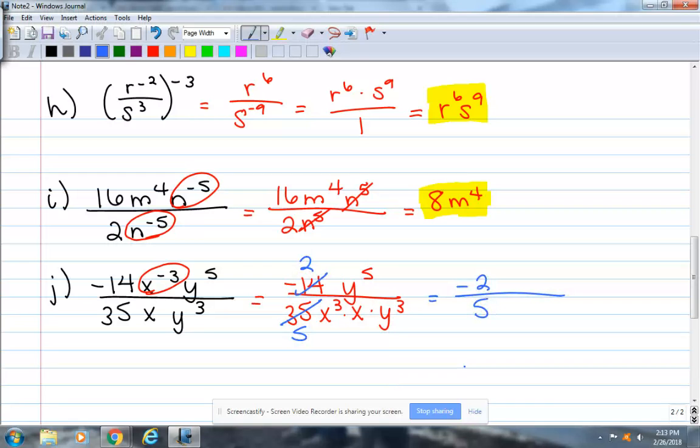Leave it like that. Look at these x's down here. They are being multiplied, so what do I do? Add them. x to the 4th. Yes, so this is x to the 1st, 3 plus 1 is 4, and it's going to stay on the bottom.